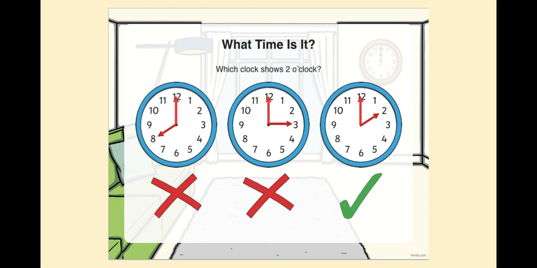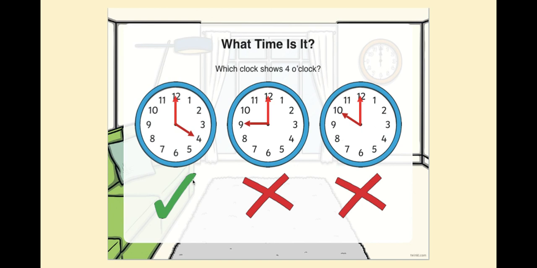Okay, which clock shows the 2 o'clock? This shows us, of course, that it's 8 o'clock because the short hand is pointing to the 8. The short hand here is pointing to the 3, so that's 3 o'clock. The short hand is pointing to the 2, so it is 2 o'clock.